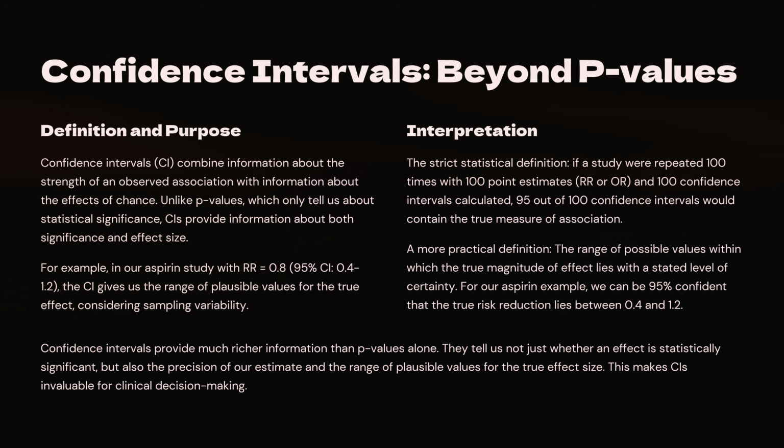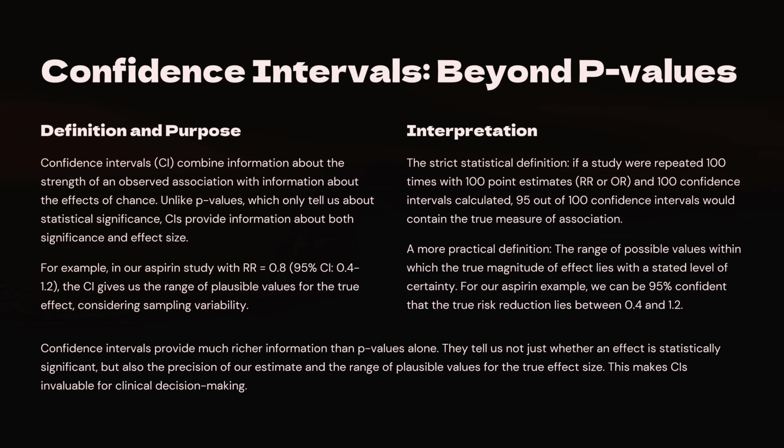One would be a very strict statistical way. If a study were repeated 100 times with 100-point estimates and 100 confidence intervals calculated, 95 out of 100 confidence intervals would contain the true measure of association. If you look up online, you'll see these traditional statistics book graphs where they plot a bunch of confidence intervals from different studies that fall in that range, 95 out of 100 times.